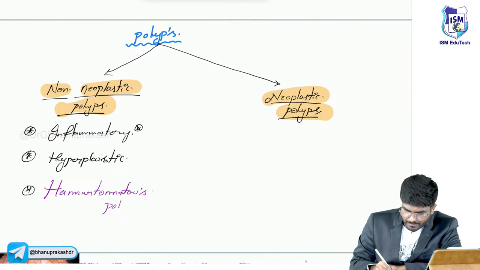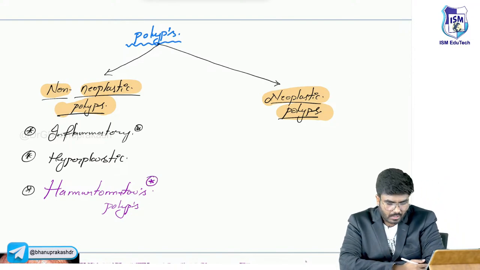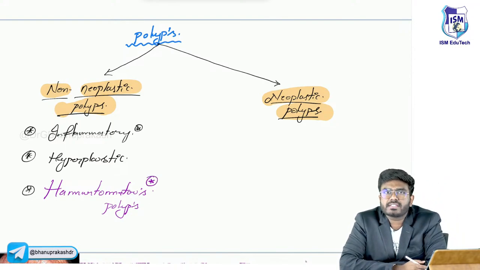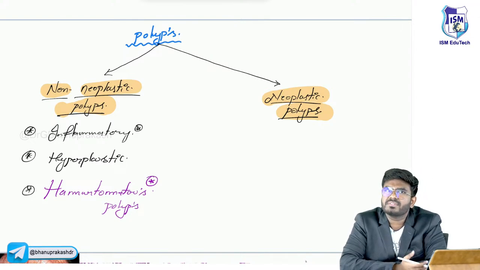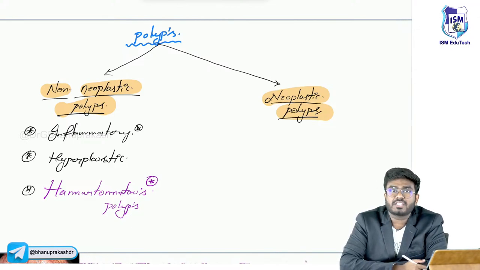Hamartomatous polyps. This is an important topic for the exam, sir. They will ask which of the following is an example of a neoplastic polyp. You should know the non-neoplastic polyps. If you know three non-neoplastic polyps, everything else is a neoplastic polyp. Simple: inflammatory polyps, hyperplastic polyps, and hamartomatous polyps. These three are non-neoplastic polyps. Usually they do not turn into cancer.